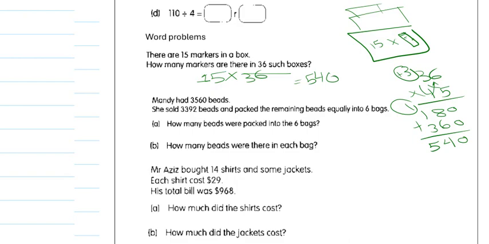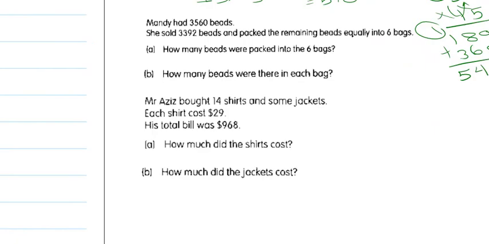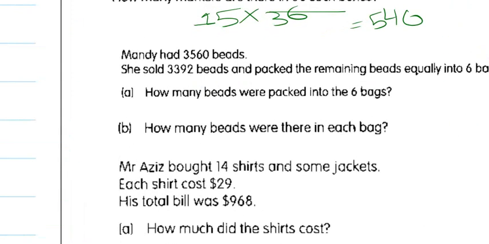Mandy had 3,560 beads. She sold 3,392. If you sold some beads, then you have to subtract them. And packed means put in packs, put in groups, put in packets. Then you have to calculate the remaining beads. How many beads will be bagged into the 6 bags?